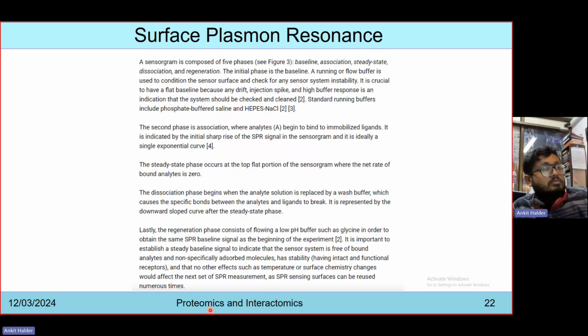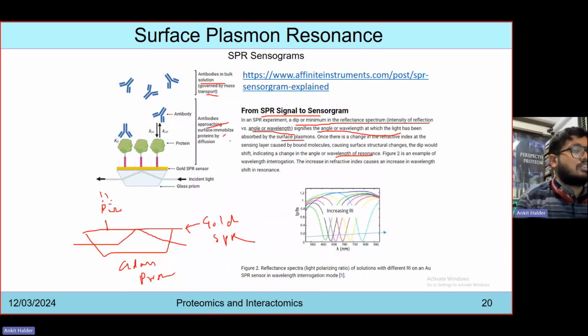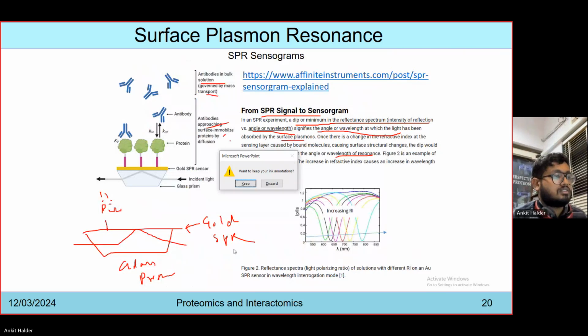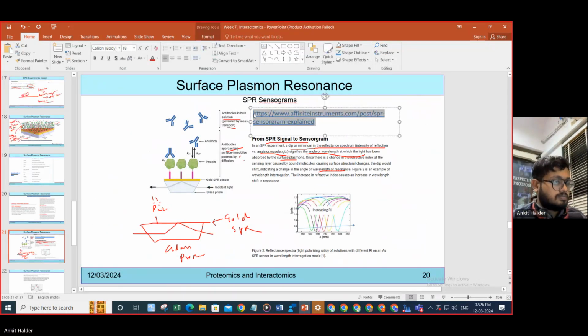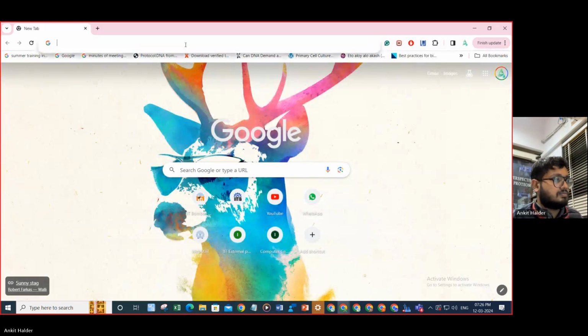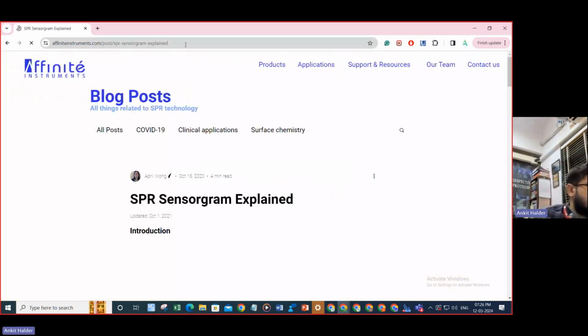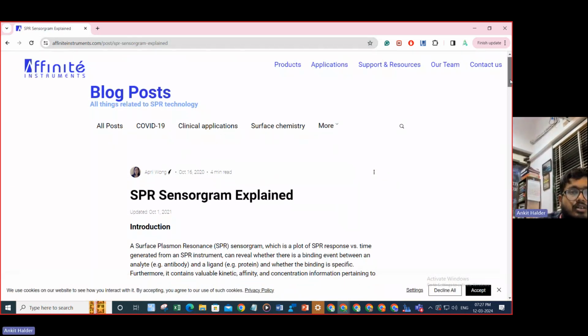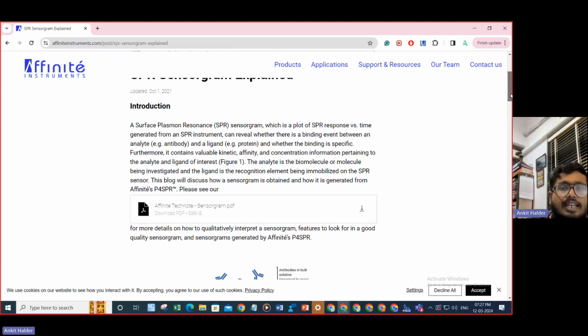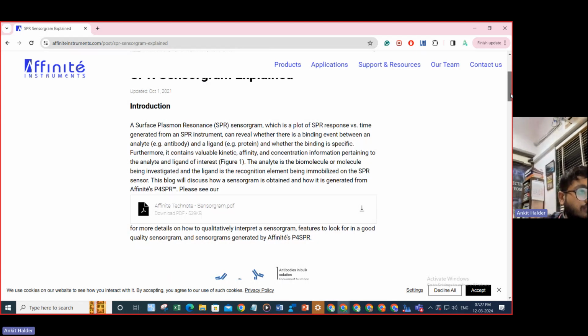Before going to that, we will just look here. This gives you a complete, clear idea of how it is given.